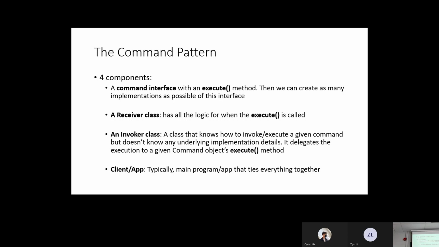And then the invoker class doesn't really know anything about the underlying implementation details. All it does is it knows which object to call and what method to call, which is the execute method. And then it will delegate the execution by calling the execute method, which will be specified in the receiver class. That'll be more obvious when we look at the code and at a UML diagram. And then finally, we have a client or an app, which is typically just a main program or some part of your application that puts everything together. It'll create an instance of a command, and then it'll use all of these classes.